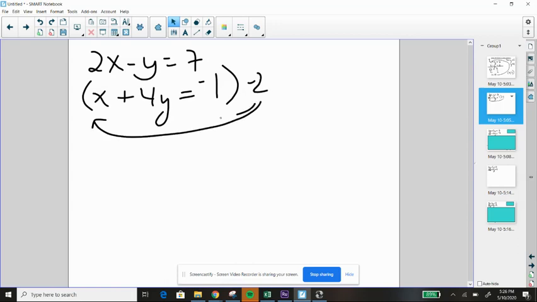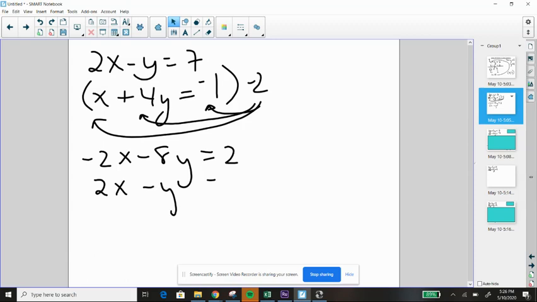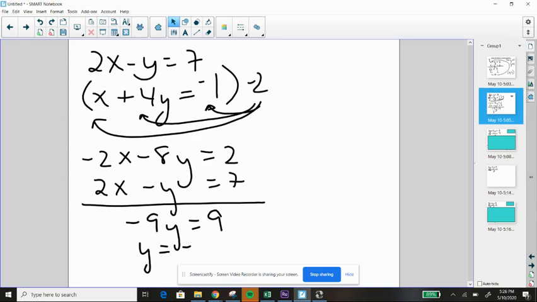When I do that, I have to multiply every single term by -2. Otherwise, I change the meaning of the question. So I end up with -2x minus 8y equals 2. And I'm going to add it to that first equation. And we know we did it right because we have it set up so that one of the variables is going to be eliminated. So when I add these together, the x's disappear. I get -9y equals 9. Divide by -9, and I get y is -1.